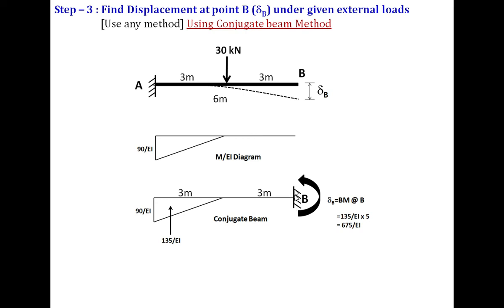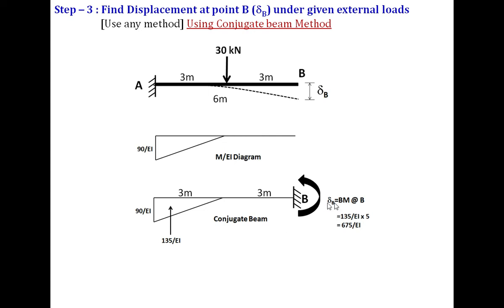Bending moment at B is equal to the resultant force of this triangular load into the distance. The resultant force of this triangle is the area of the triangle, half B into H, that is 135 by EI, and this will act at 2 meter from here and 1 meter from here. So this 2 plus 3 will become 5.